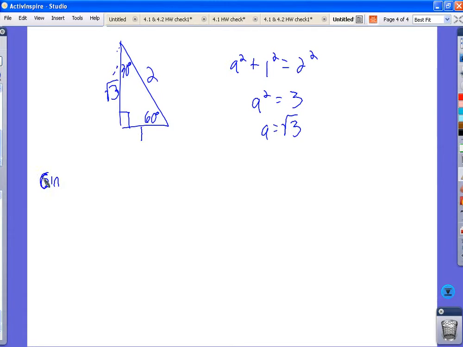I should say cosine, not the cosine of 60 is what? Come on now. Do your homework. The cosine of 60? It's 1 over 2.